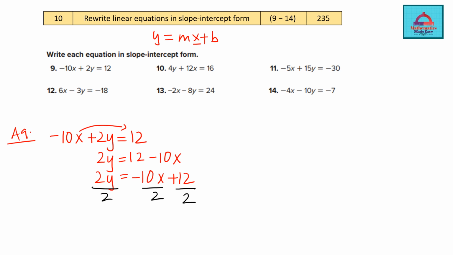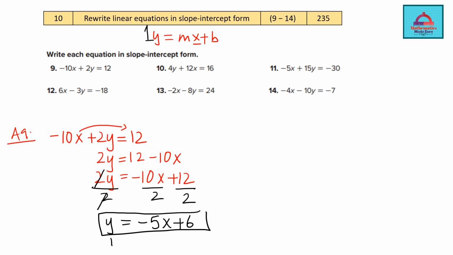And why do I do that? Because I need the coefficient of y to be 1. So this 2 is gone. Now y equal to minus 5x plus 6. So this is now in slope intercept form, y equal to mx plus b, where the slope is minus 5 and b is 6. So m is minus 5, b is 6. So that's your way to convert to slope intercept form.